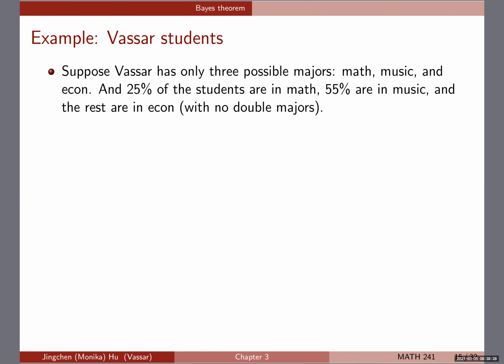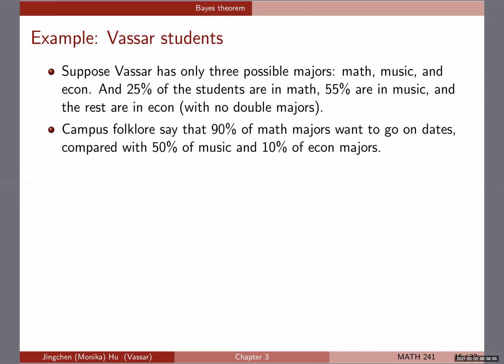Okay, and what we are supposing further is that there are no double majors. And we have a partition here, as you can see: 25% of the students are in math, 55% are in music, and the rest is in econ. So no double majors, meaning that they're disjoint, and also there are only 3 possible majors, so it's a partition. Kemper's folklore says that 90% of the math majors want to go on dates, compared with 50% of music and 10% of econ.